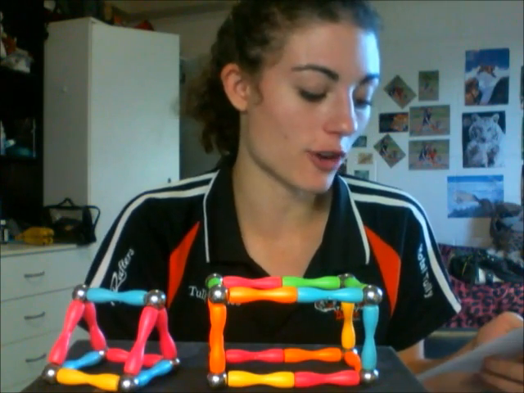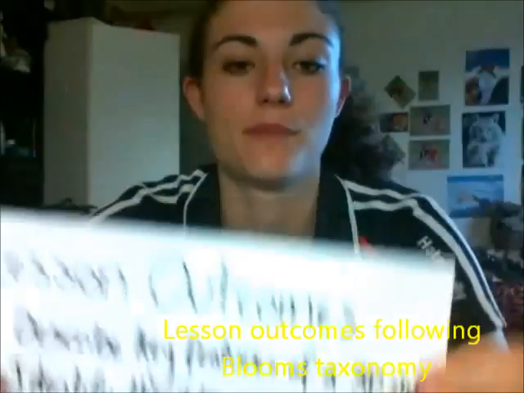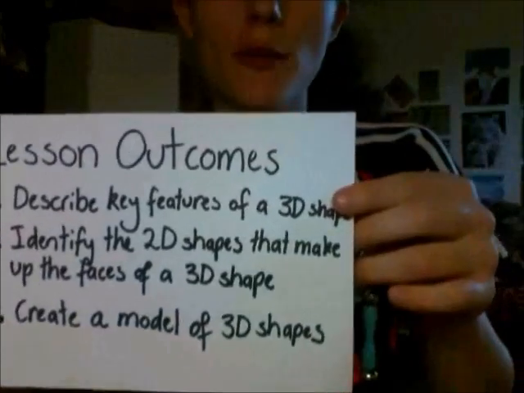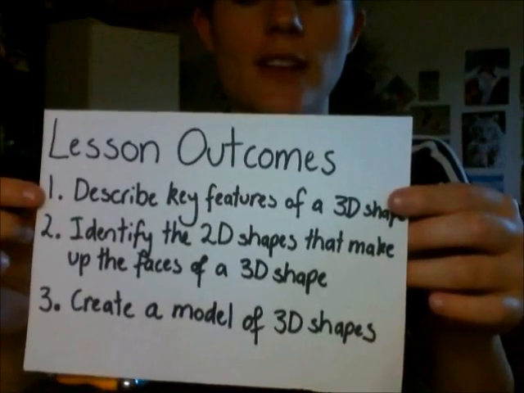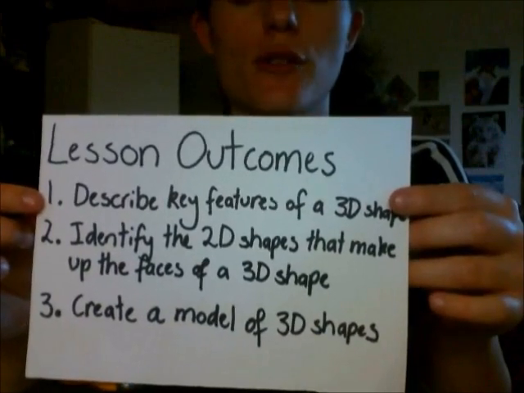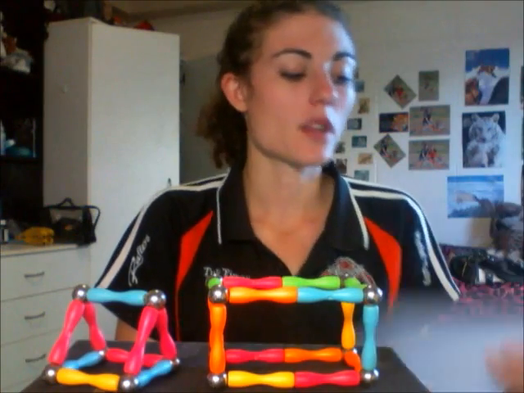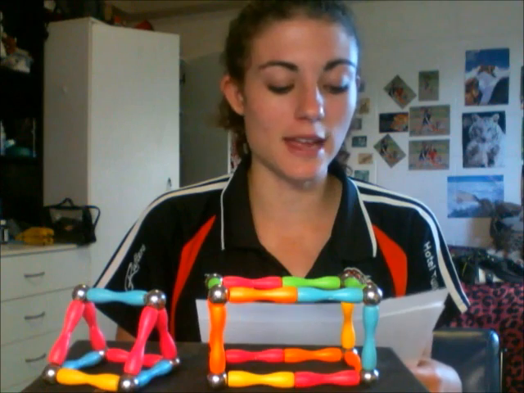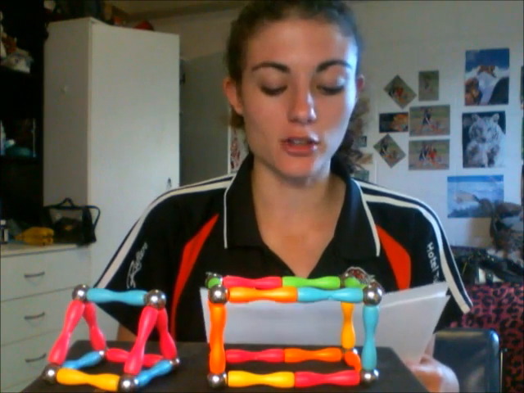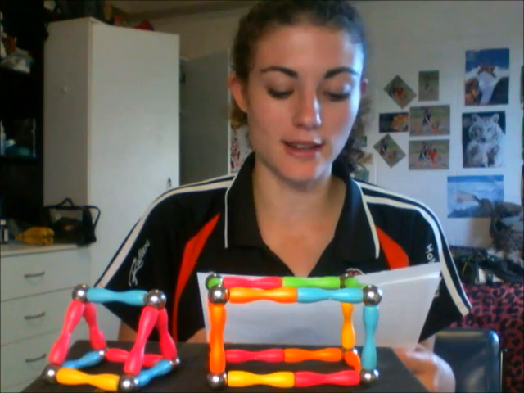The lesson outcomes I've created for this lesson follow Bloom's taxonomy and are to describe key features of 3D shapes, identify the 2D shapes that make up the faces of a 3D shape, and create models of 3D shapes. The students will be specifically using the magnetics to not just learn about each individual shape's features, but to learn about edges and vertices, which are made easily identifiable by using the magnetics.